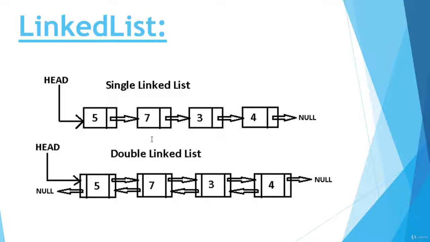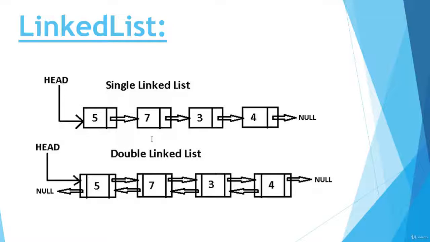So this is the linked list. Basically, what is a linked list? A linked list is a combination of nodes. You can see the boxes on the screen. All these boxes are the nodes. Linked list is a combination of nodes. And each node has two parts. In a single linked list, we have two parts in a node. One part is the data part and one part is the address part.